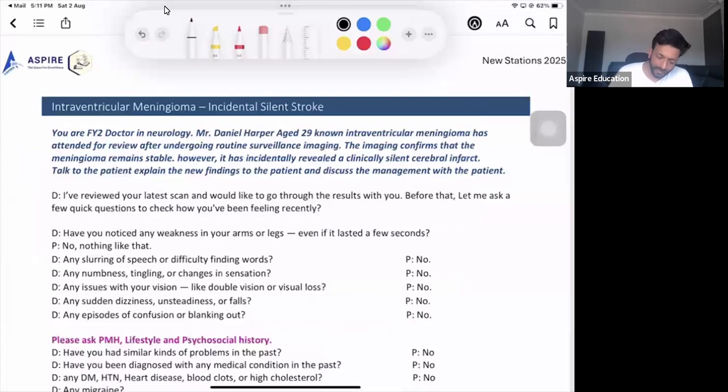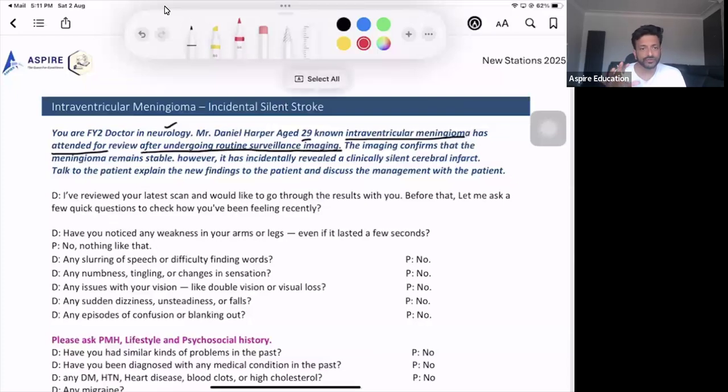Okay, another one. You're an FY2 doctor in the neurology department, and we've got a patient aged 29, a known case of intraventricular meningioma, who has attended for review after undergoing routine surveillance imaging. So the patient is a diagnosed case of meningioma and is being reviewed because we are doing routine surveillance imaging, and the imaging was done and the patient is here for the report.